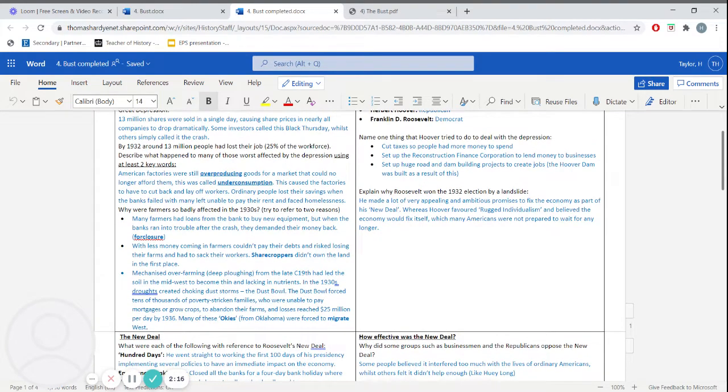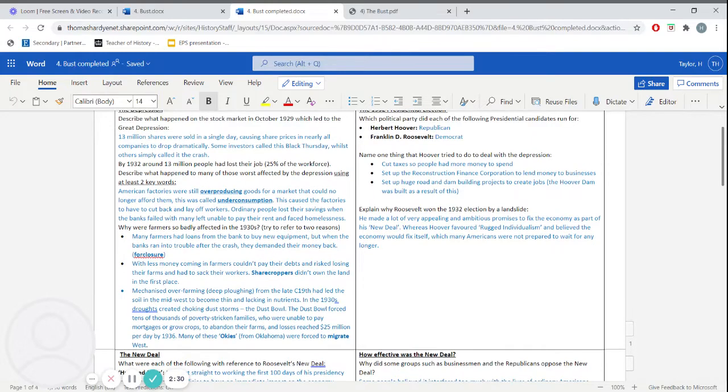So the next question. By 1932, around 30 million people had lost their job, 25% of the workforce. Describe what happened to many of those worst affected by the Depression using at least two key words. So the two key words I put here are overproducing and underconsumption. There are other key words you could potentially use, but I've written American factories were still overproducing goods for a market that could no longer afford them. This was called underconsumption. This caused the factories to have to cut back and lay off workers. Ordinary people lost their savings when the banks failed, with many left unable to pay their rent and faced homelessness.